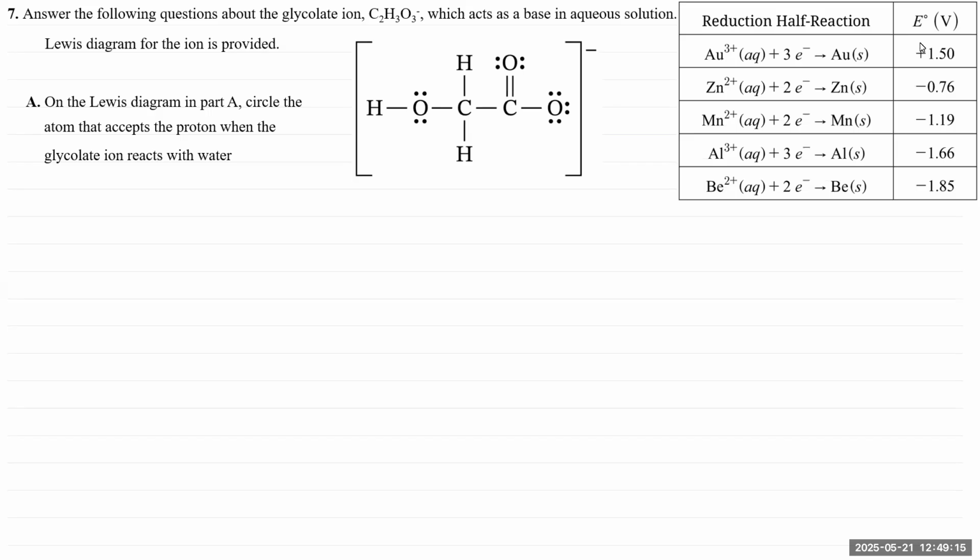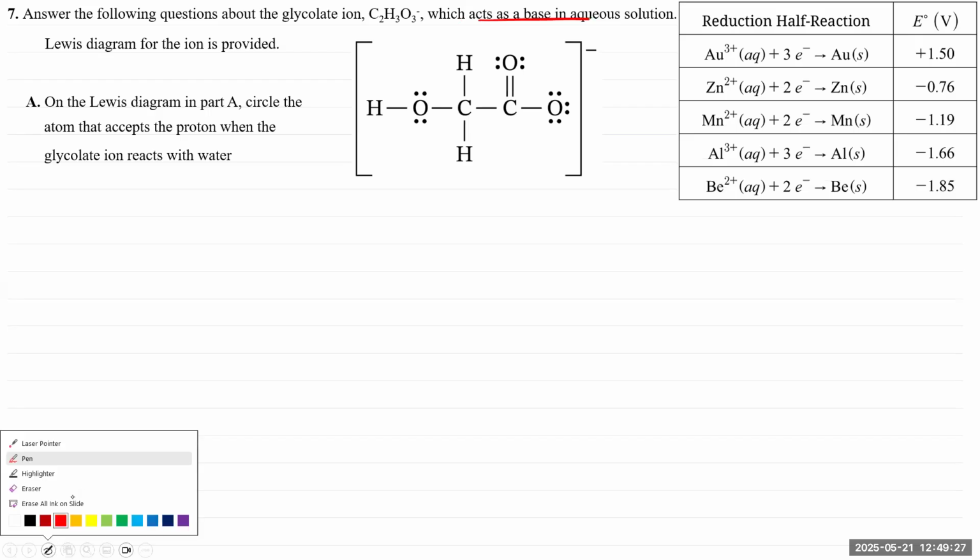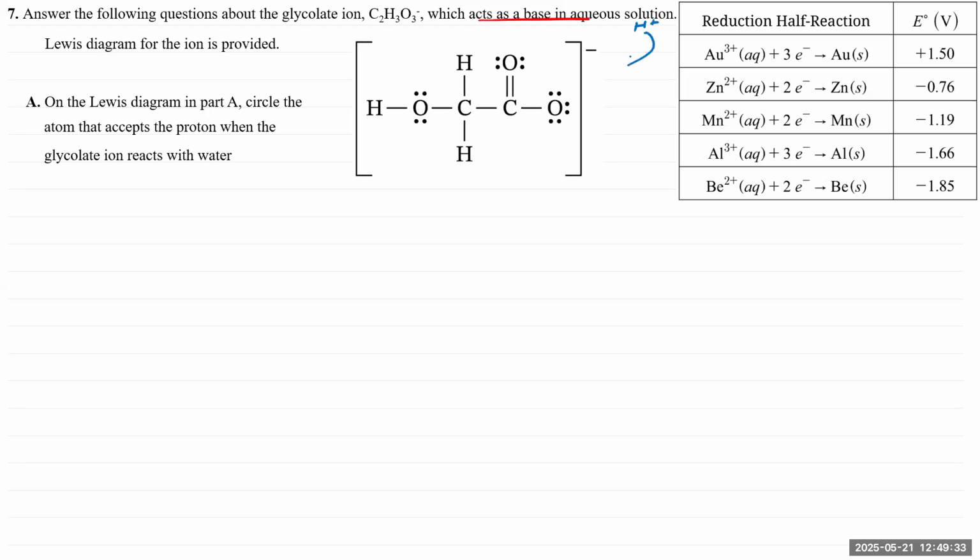I'm going over question number 7 from the 2025 AP Chemistry FRQ. Answer the following questions about the glycolate ion, which acts as a base in aqueous solution. The Lewis diagram for the ion is provided, so that's something we need to pay attention to. It acts as a base, and we know that a Bronsted definition of base is a proton acceptor, right? So it's a proton acceptor.